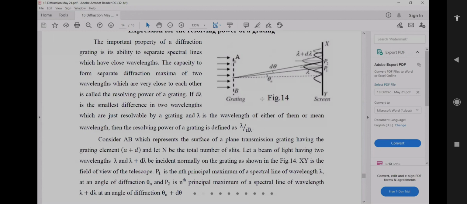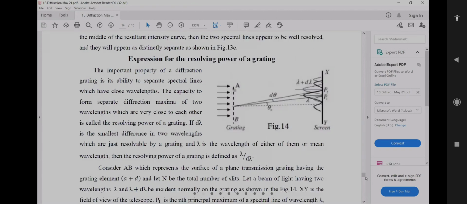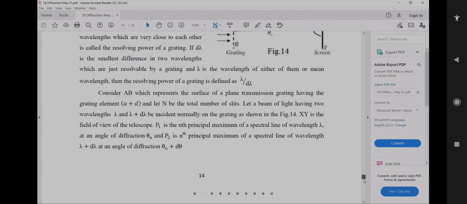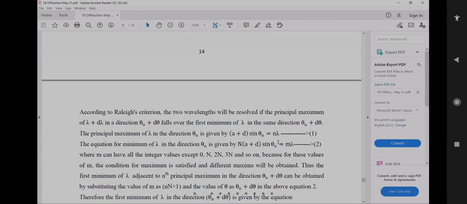so here, the grating element is a plus d, sin theta. So a plus d sin theta n is equal to n lambda. Okay, the equation for minimum of lambda in the direction theta n is given by N into a plus d sin theta n is equal to m lambda. So this is the equation for minimum of the same wavelength in a direction theta n.